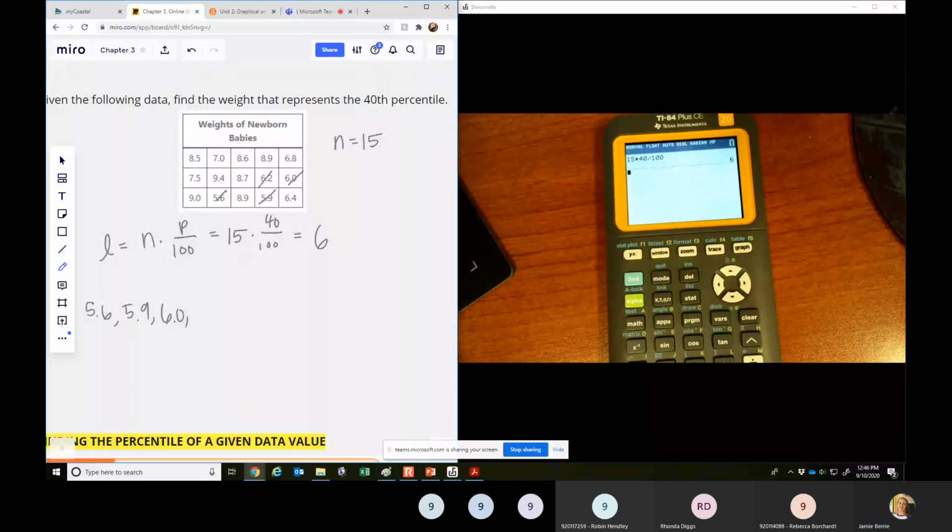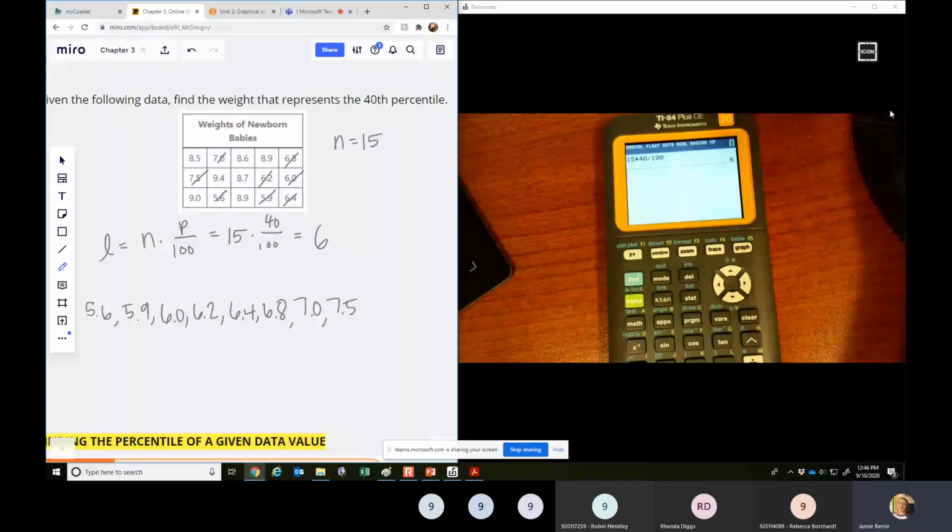6.2. See, 6.4. 1, 2, 3, 4, 5. And then 6.8. And then 7.0. I think I need one more. 7.5.